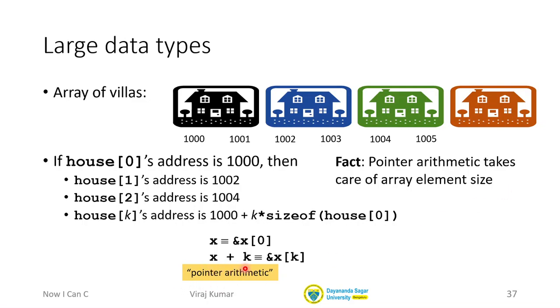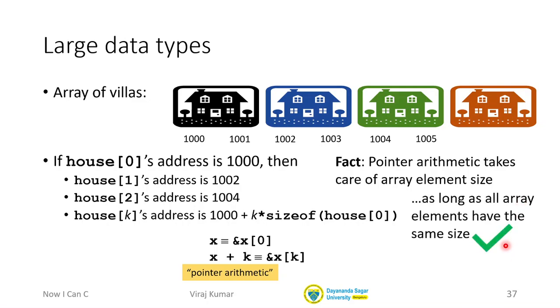You just have to write x plus k. You just have to conceptually think of base address plus k, and you will always correctly calculate the address of the kth element, even though there's actually an addition and a multiplication going on. This is called pointer arithmetic, and it makes use of the fact that all the elements have the same size, and we know that that's true because an array always has the same type of data.